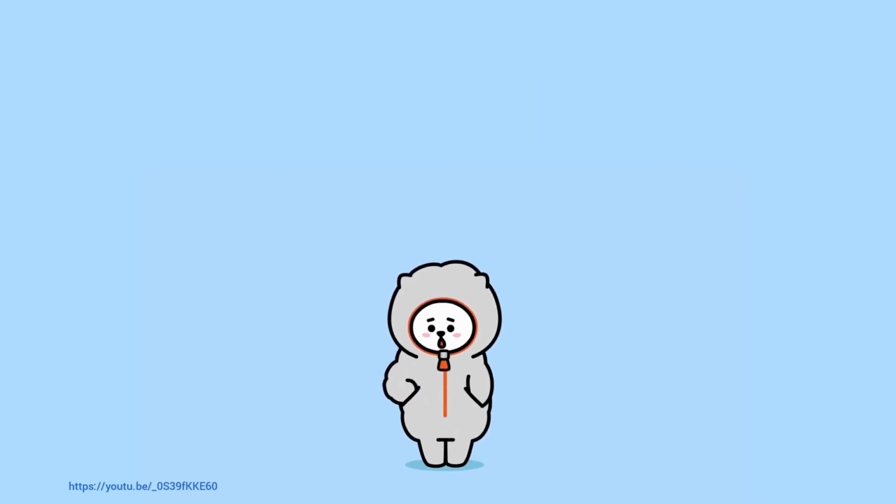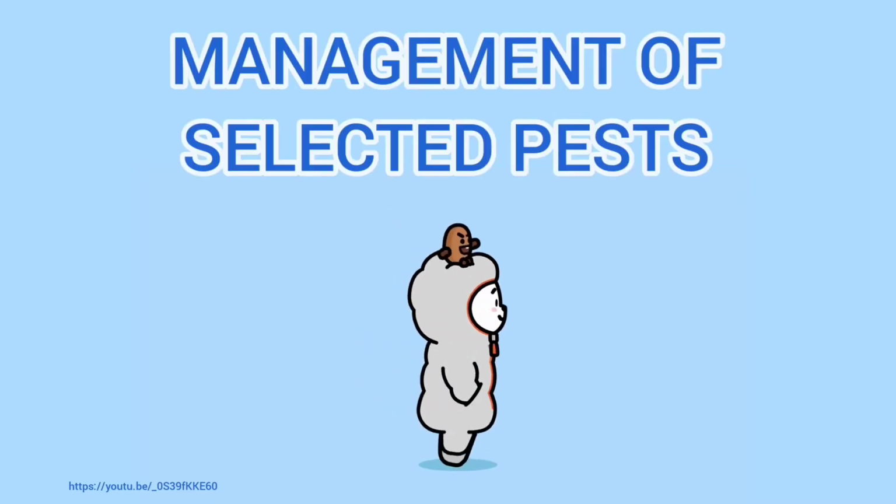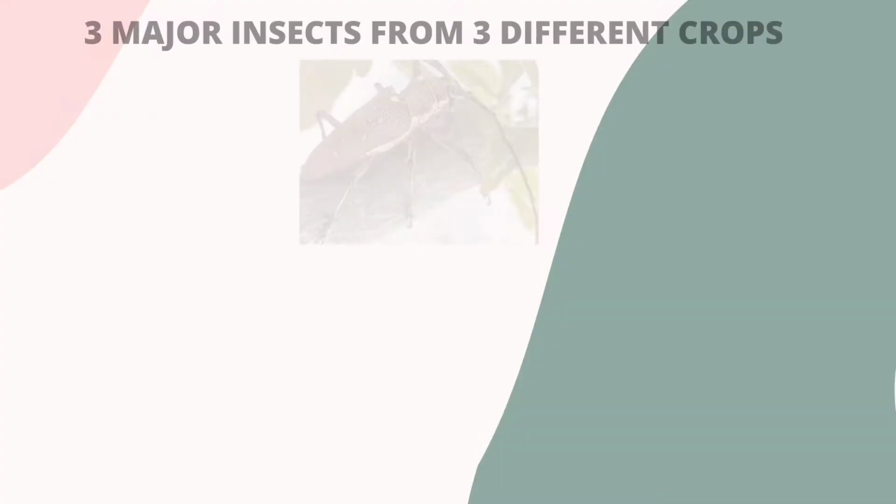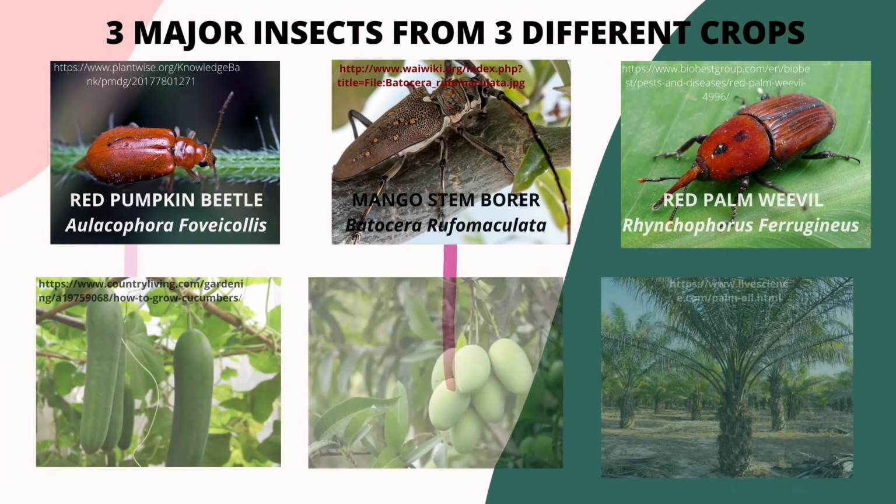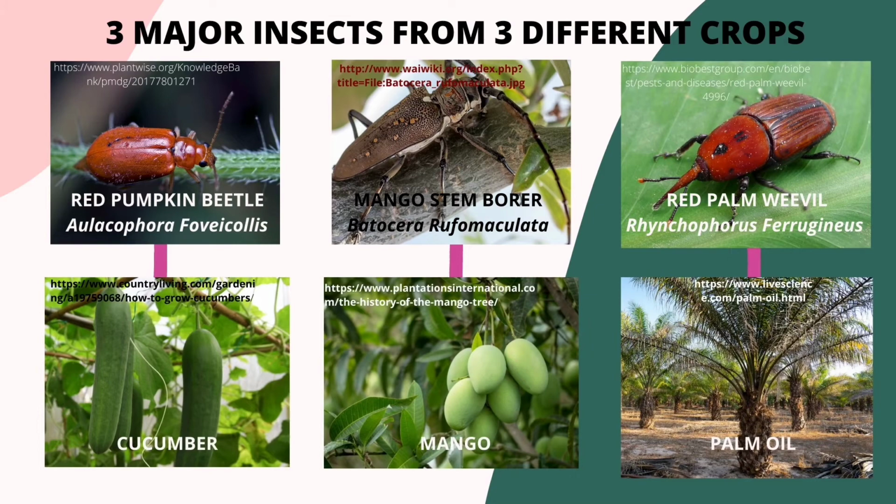So today I will be talking about the management of selected pests that I have chosen. I will be focusing on these three major pests of different crops. The first one is the red pumpkin beetle or Aulacophora foveicollis for the cucumber plant. The second one is the mango stem borer or Batocera rufomaculata for the mango tree. And the last one is the red palm weevil or Rhynchophorus ferrugineus for the palm oil tree.